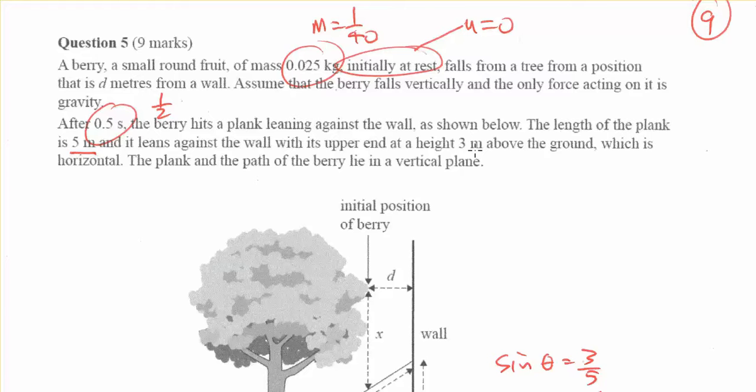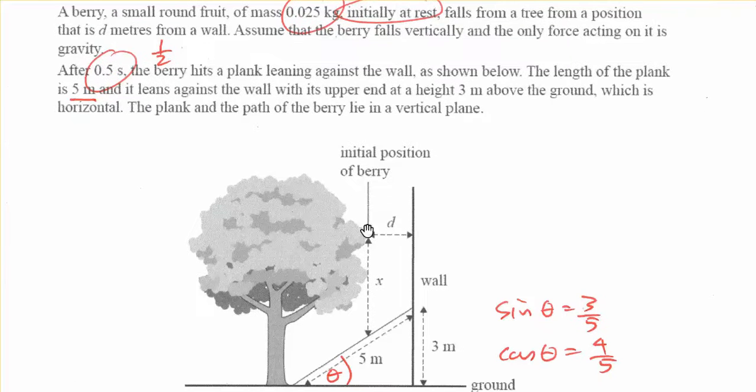Okay, this is question number 5, and we have a berry. It's a small fruit. We have the mass of the berry, 0.025, which is the same as 1 on 40, initially at rest, then it falls from a tree. So the berry is here, and it's d units away from a wall, and it falls vertically x meters, then it slides down this slant.